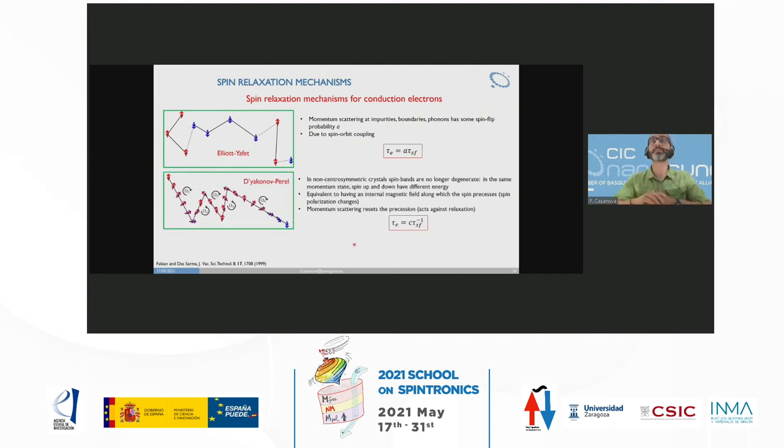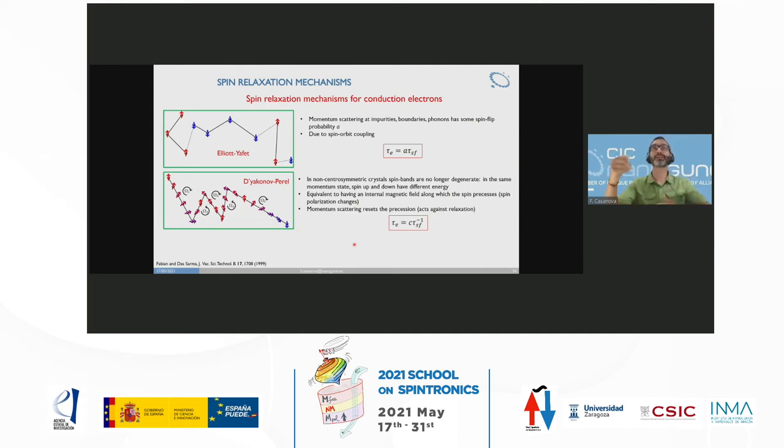Another relevant mechanism is the Dyakonov-Perel mechanism. This happens only in materials without inversion symmetry, so non-symmetric crystals, and that's because in this case the spin subbands are no longer degenerate, right? In the same momentum state, spin up and spin down have different energy, so that's equivalent to having an internal magnetic field, and the electron spin, when moving from one scattering event to the other, will precess around this effective field, and that's how the spin polarization is lost.